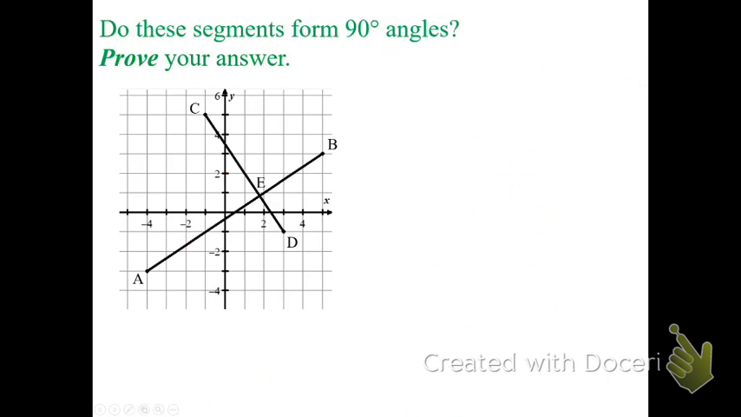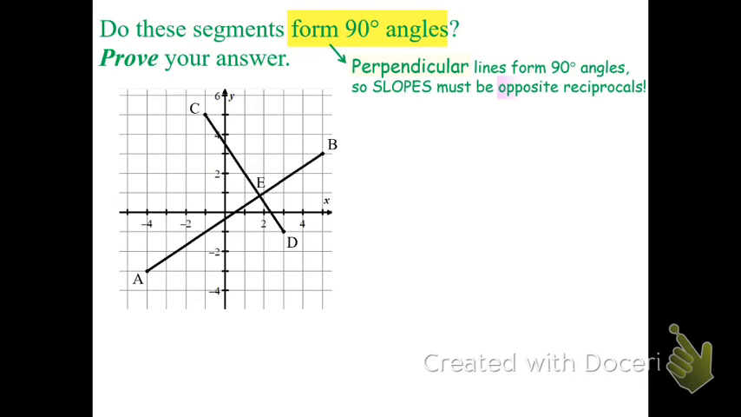Alright, lastly, what would it take to prove that segments form a 90-degree angle? Well, 90-degree angles come from perpendicular lines. Perpendicular lines form 90-degree angles. But what does it take to prove that lines are perpendicular? Perpendicular lines have slopes that are opposite reciprocals. So what we're going to need to do is find the slopes of both segments and show that they're opposite reciprocals. If the slopes are opposite reciprocals, then the segments are perpendicular, and if the segments are perpendicular, they form 90-degree angles. So let's start with segment AB.